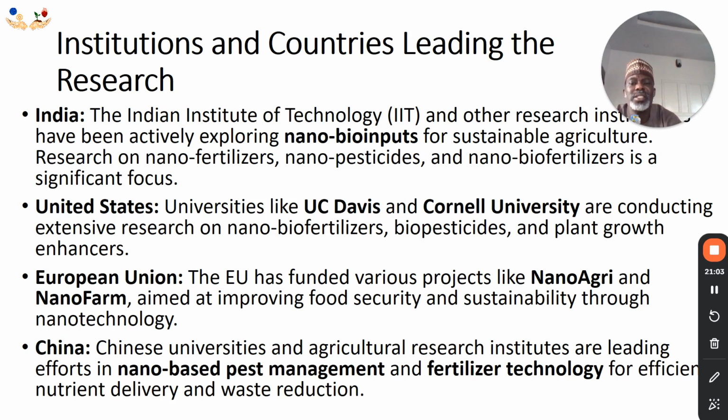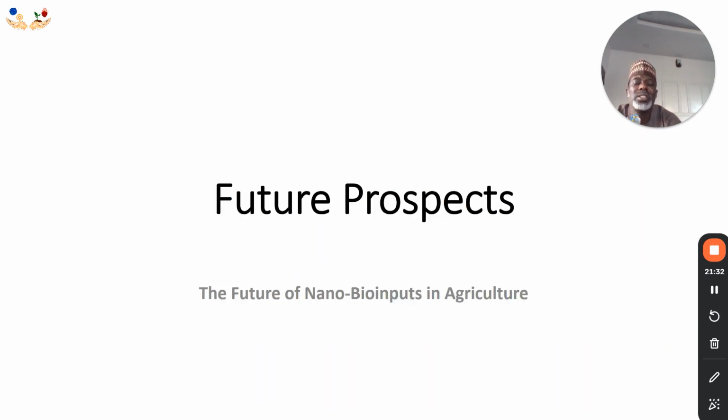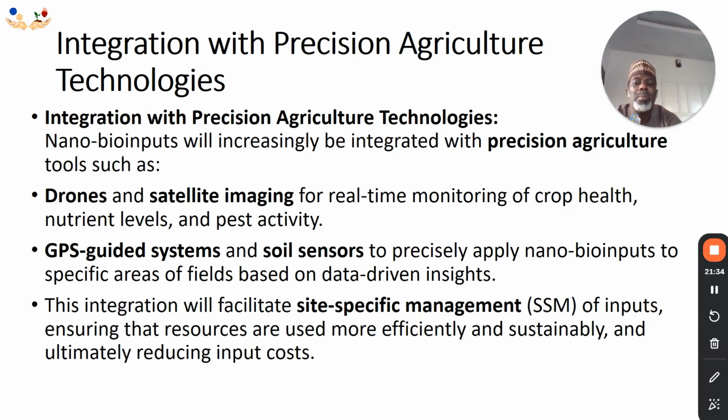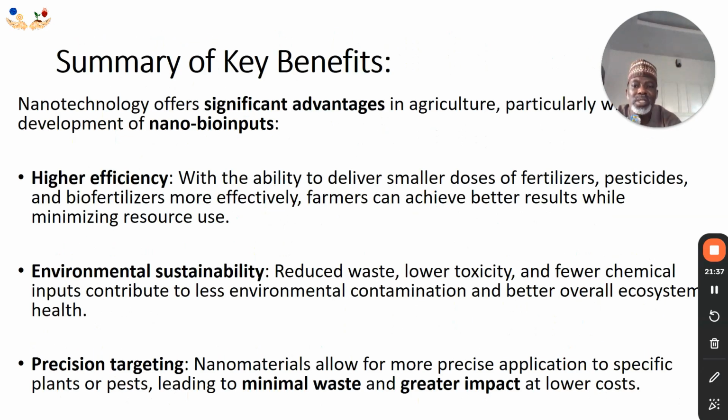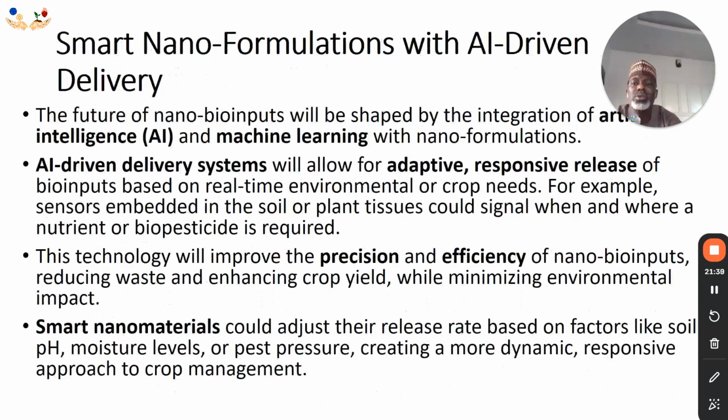In the United States, institutions like UC Davis and Cornell University are conducting experiments on nanofertilizers and plant growth enhancers. The European Union has funded a lot of projects and given a lot of grants for projects like Nano Agri and Nano Farm, aimed at improving food security and sustainability through nanotechnology. Chinese universities and agricultural research institutions are leading in nano-based pest management and fertilizer technology for enhanced nutrient delivery and crop management. So, if we are to achieve this, we have to focus more on a lot of other future prospects.